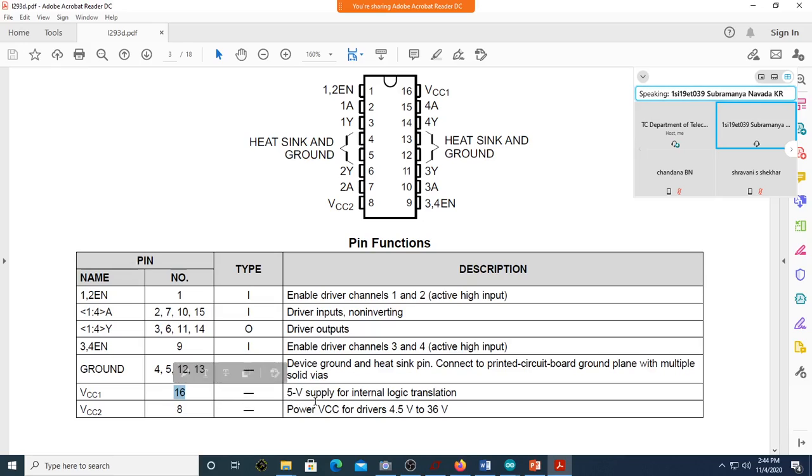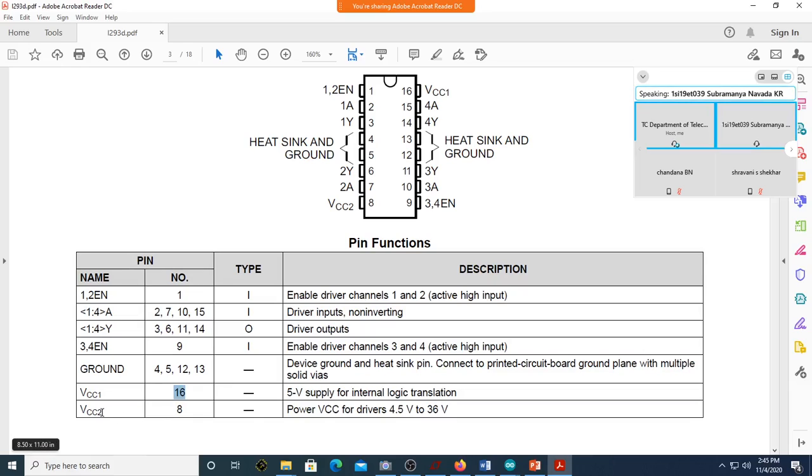You can see 5 volt for internal logic translation. When I say logic translation, whenever you're giving high, you have to get high, no? So for that you have this 5 volt or whatever voltage. If you give high, it should enable that, and the output will be high.